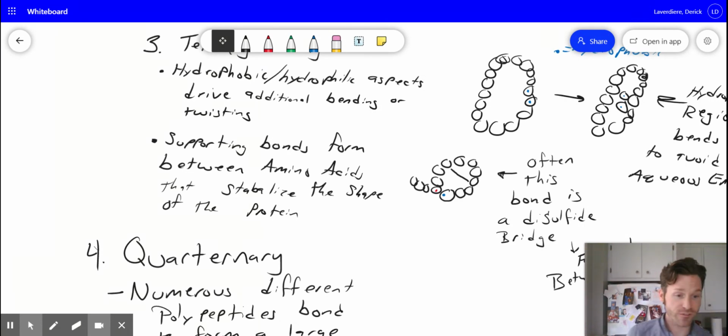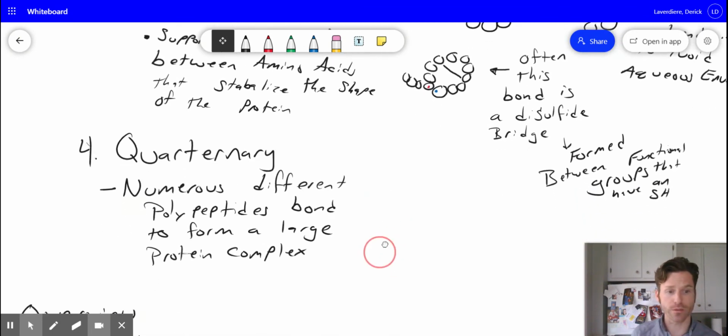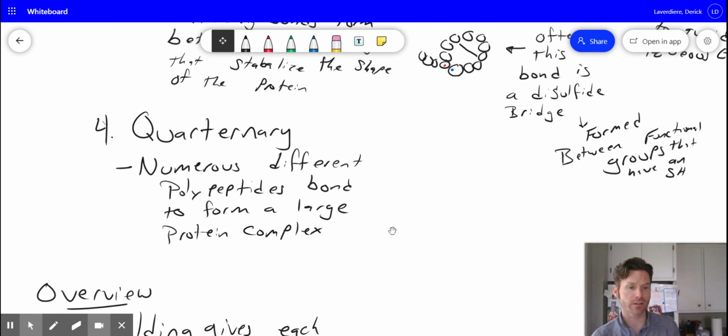Okay. There is a fourth level. Not all proteins require this fourth level. Okay. This quaternary level is when you have more than one protein engaging with one another. And so they form these big protein groups, these protein complexes. And that combination of multiple different proteins together to form one big protein is that quaternary bonding.